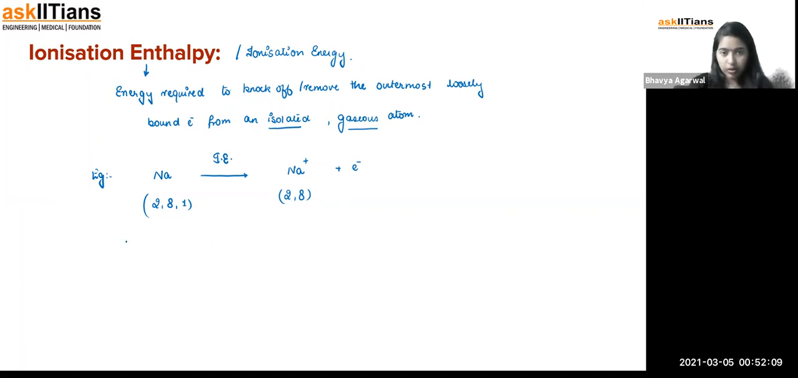Now suppose, I'll take an example, I have calcium. Calcium is 2, 8, 8, 2. Now I give some energy and I remove one electron. Basically, whenever I provide energy, it's a chain process, so it happens one by one. So one electron is removed out.